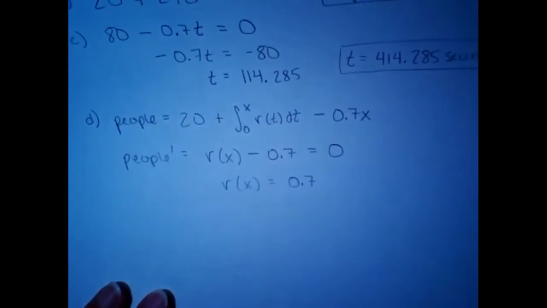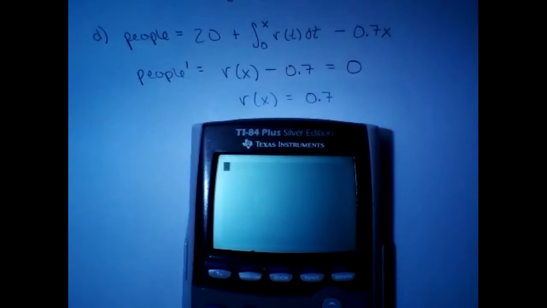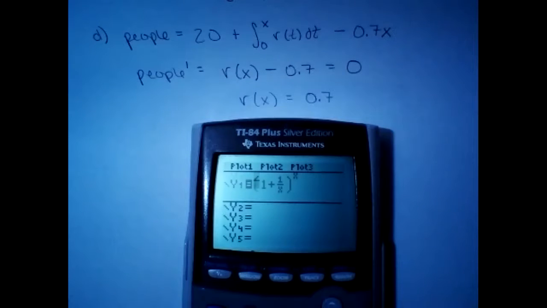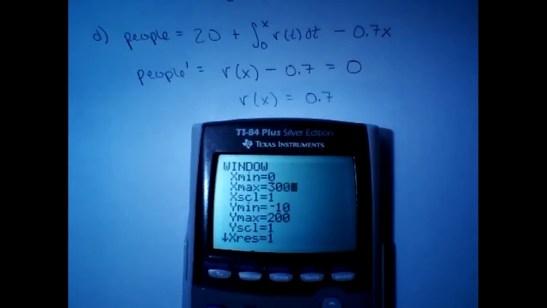And then I'm going to pick up my calculator for this. So we're going to put that R of X function, which is that horrible thing, into Y1. All right, so that horrible function goes in Y1. 0.7 goes into Y2. I'm going to make the window 0 to 300.